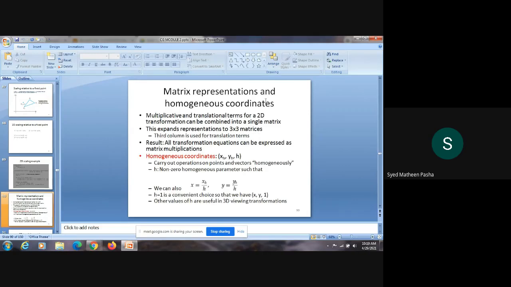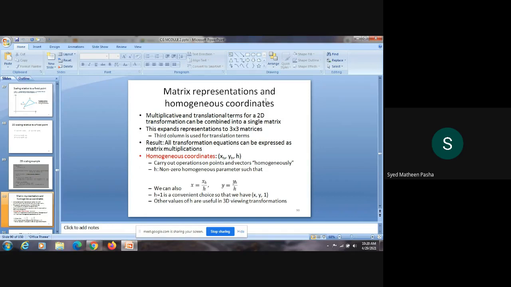Then we saw matrix representation as well as some coordinate values, that is, homogeneous coordinates with respect to your 2D objects. In this, what did we study? We studied three basic two-dimensional transformations, that is, the matrix form representation of all three transformations: translation, scaling, as well as rotation.